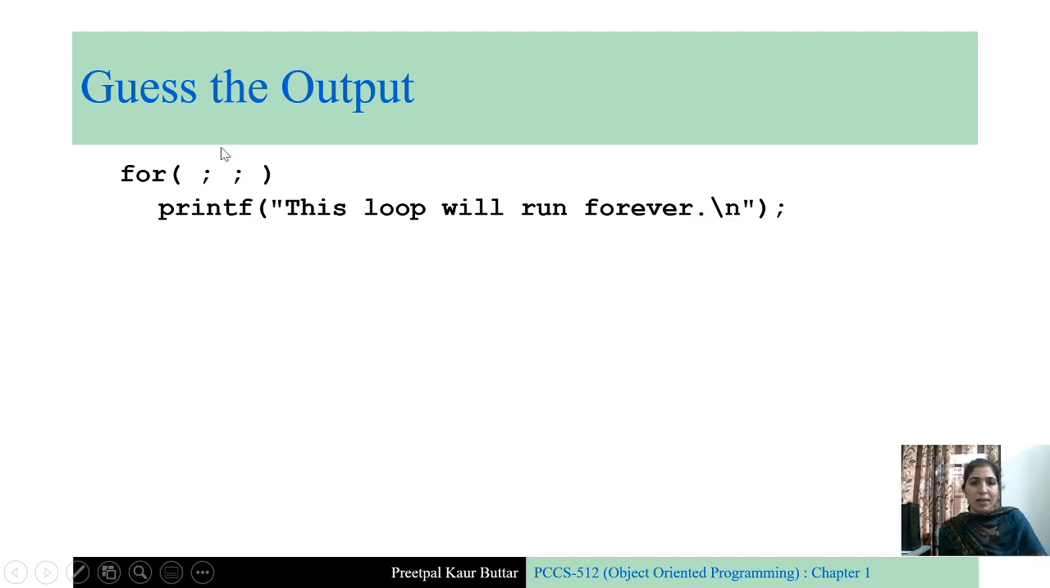Now, can you guess the output of this for loop? This for loop has none of the expressions for initialization, condition, and increment decrement. Then what will happen? There is no initialization, there is no testing. There is no testing means this loop is always true. So because the condition is always true, this loop will run forever. This is an infinite loop.